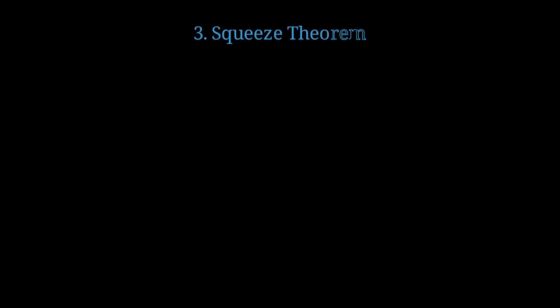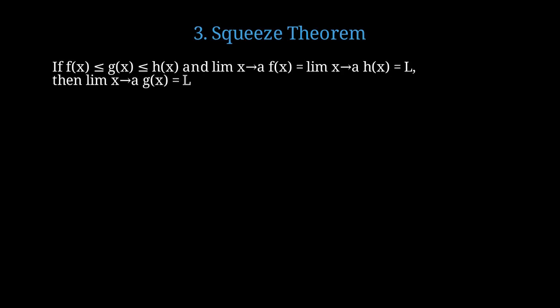The squeeze theorem is a powerful tool for evaluating limits. It states that if a function g of x is squeezed between two functions f of x and h of x, and the limits of f and h as x approaches a are both equal to L, then the limit of g as x approaches a is also equal to L. This theorem can be particularly useful for evaluating limits of functions that are difficult to analyze directly.